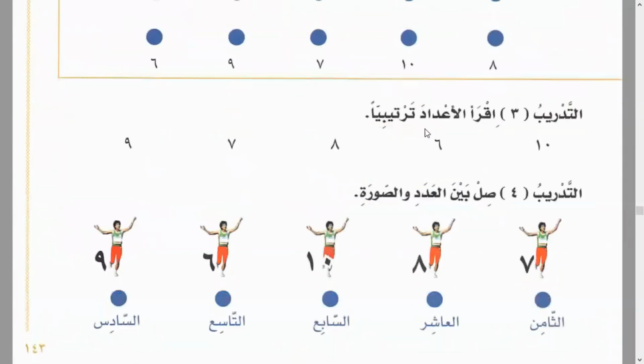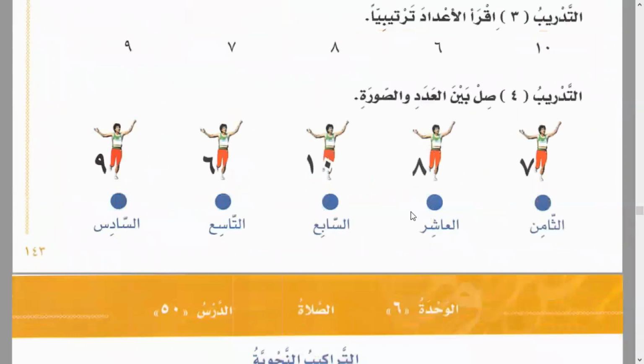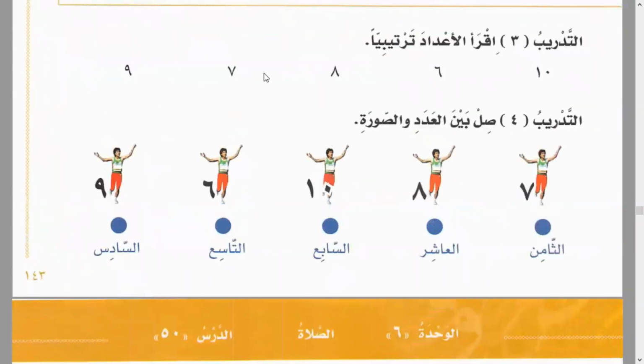Just numbers. اقرأ الأعداد ترتيبا. Read them in the proper order. So which one should come first? السادس, 6th. السابع, الثامن, التاسع, العاشر. They're just repeating them again and again so that we memorize them properly.